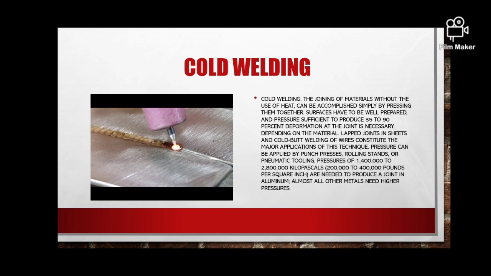Cold welding, the joining of materials without the use of heat, can be accomplished simply by pressing them together. Surfaces have to be well prepared and pressure sufficient to produce 35 to 90% deformation at the joint is necessary, depending on the material. Lap joints in sheet and cold butt welding of wires constitute the major application of this technique. Pressure can be applied by punch presses, rolling stands, or pneumatic tooling.